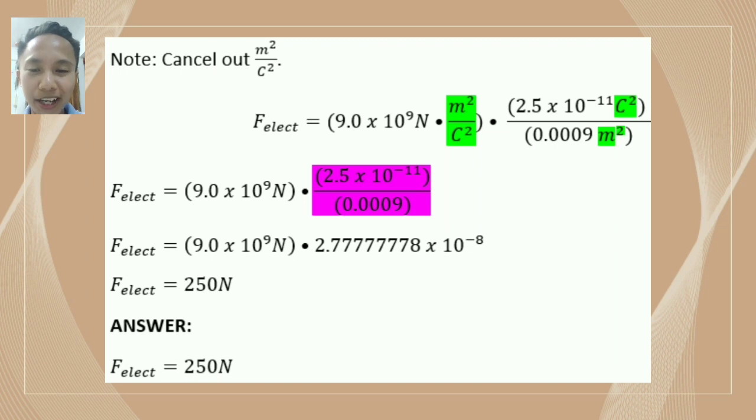Now multiply this by the Coulomb's constant, which is 9.0 times 10 to the power of 9 newtons, without the meter squared over Coulomb squared, of course. Then you'll get 250 newtons, and this would be our final answer for our electrostatic force, which is again equal to 250 newtons. Now that's for the second problem.